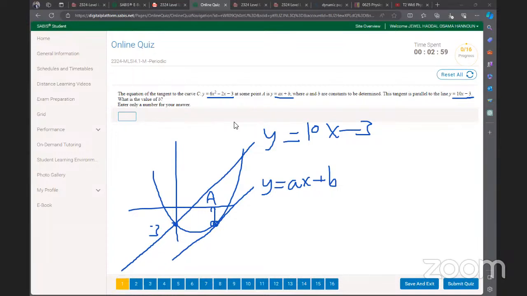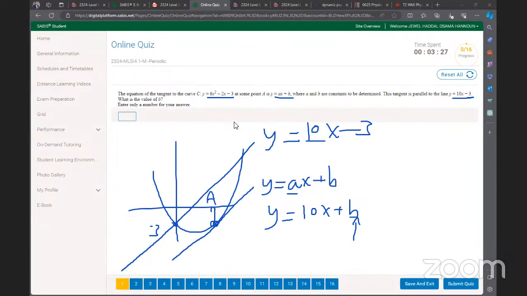As you see here, we know that parallel lines always have the same slope. So here the slope is 10, so the slope here also will be 10. So a here will be 10. y equals 10x plus b. So what else do we need? As you see here, we don't know b.